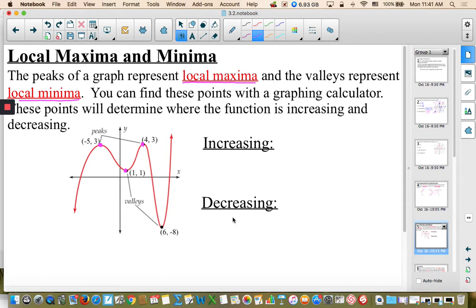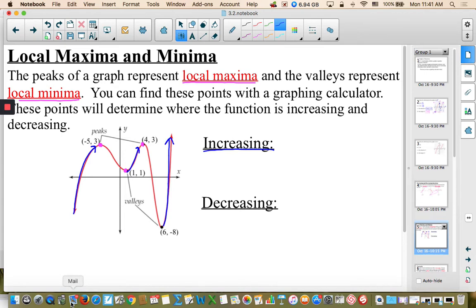So to figure out where it's increasing and decreasing, we're going to take a look at this graph, and remember that we read the graph from left to right. If I read the graph from left to right, I'm going to figure out where the graph is increasing. I start down here, increasing, increasing, increasing, up to that point. Then it's going down, and then right here it starts increasing again, and then it's going down, and then it starts increasing again here. So there are 3 places where this graph is increasing.